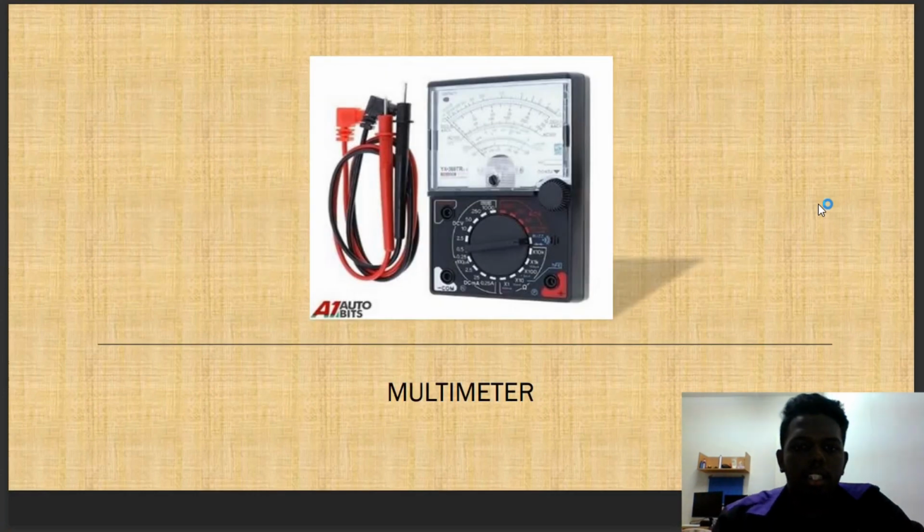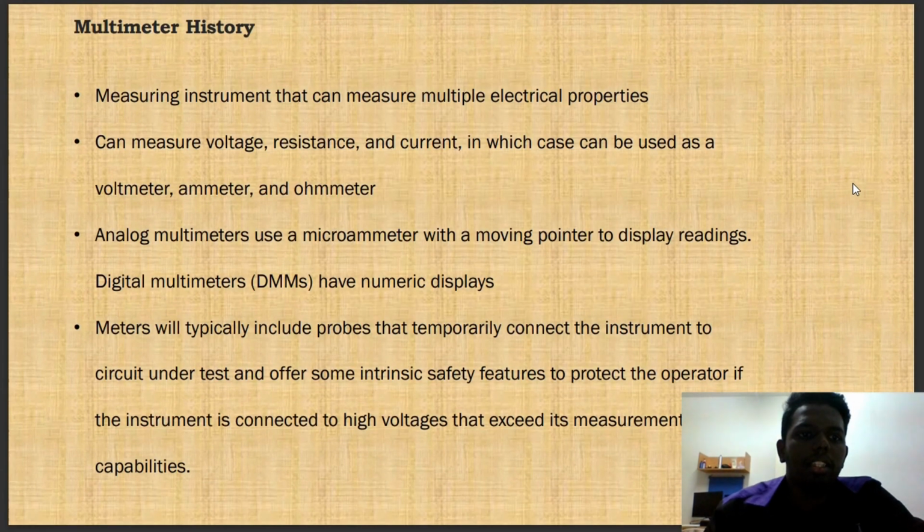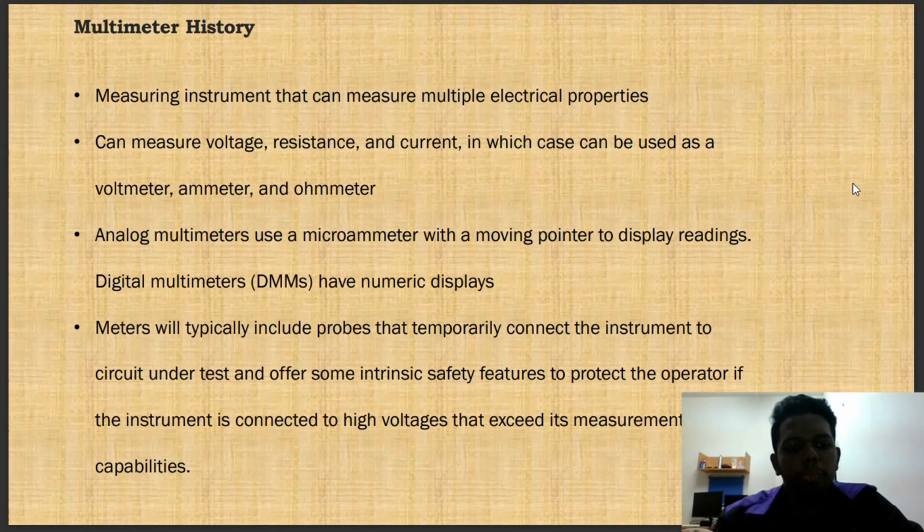And the third one is the multimeter. This is the multimeter. The multimeter can measure voltage, resistance, and current, so it can be used as a voltmeter, ammeter, and ohmmeter. The analog multimeter is used as a microammeter with a moving pointer to display readings. Digital multimeters have numeric displays.